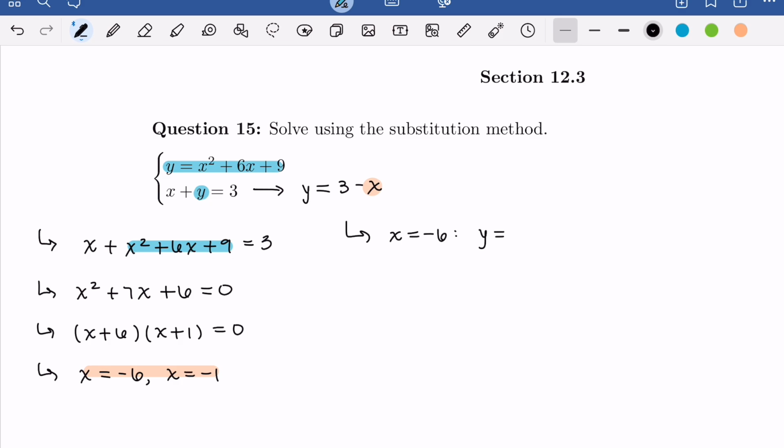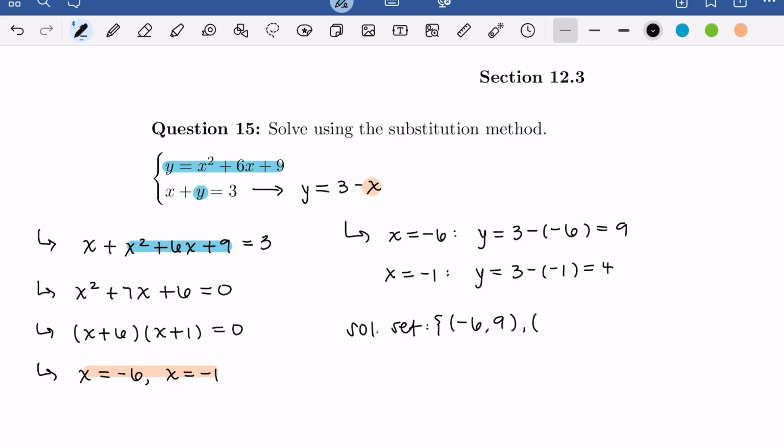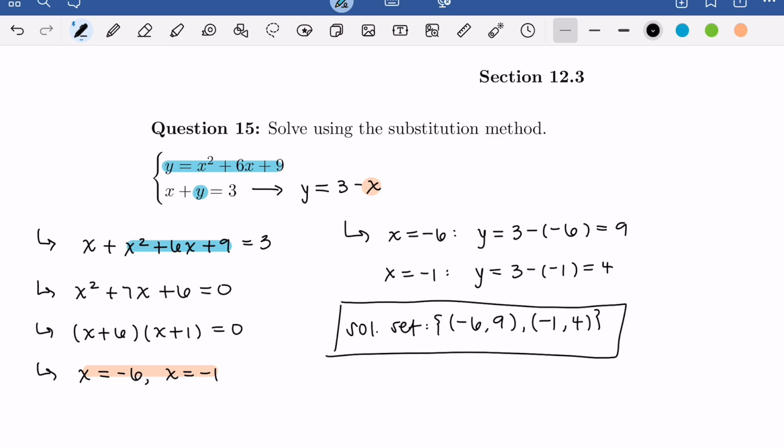If we plug in -6, we're going to get y is equal to 3 minus -6, which gives us a positive 9. Now let's plug in our -1. We're going to do the same thing. We're going to get positive 4. So that means our solution set in this case is going to consist of two solutions. The first one being -6, 9, and the other one is going to be -1, 4. All right, so this would be our solution set here.